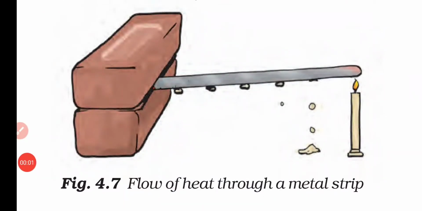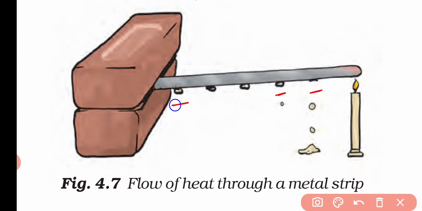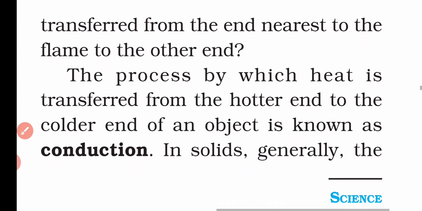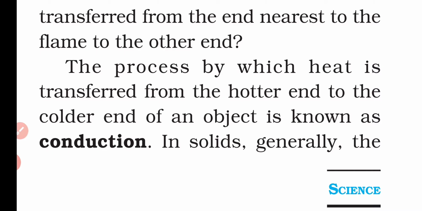So when we start heating the rod from one end, we will observe that the wax which was near the flame will start melting first, after that the next one, and the last one will melt at the end. In this way the heat is transferred from one end to another. The process by which heat is transferred from the hotter end to the cooler end of any object is known as conduction. And conduction takes place only in solids.